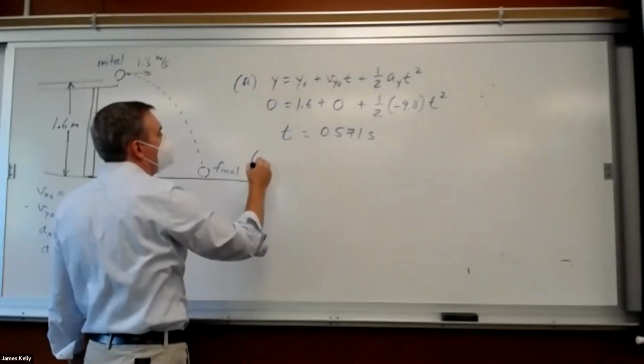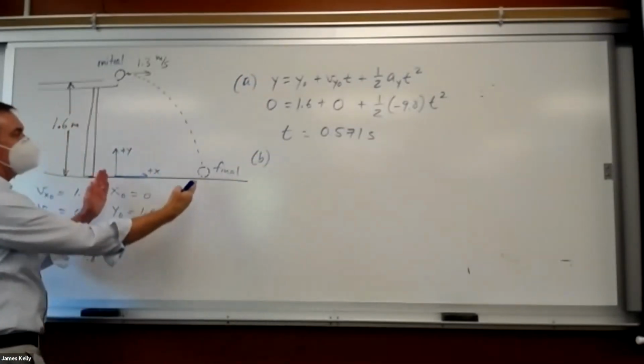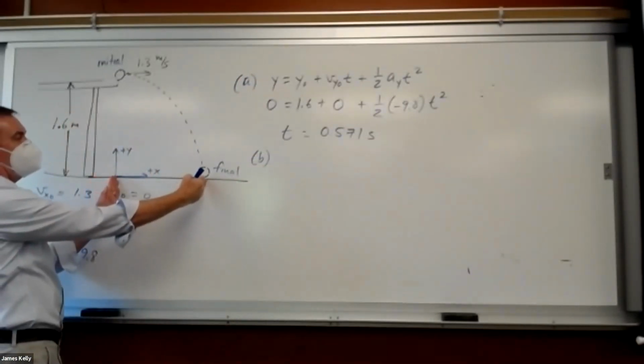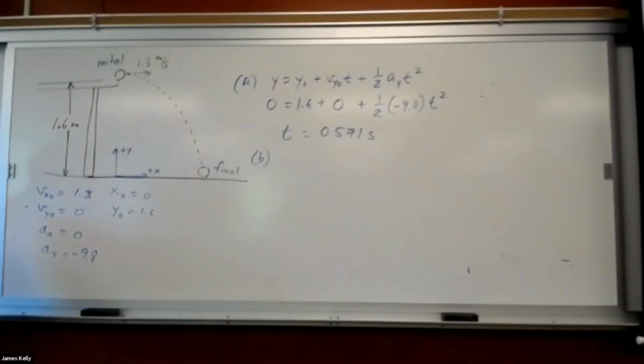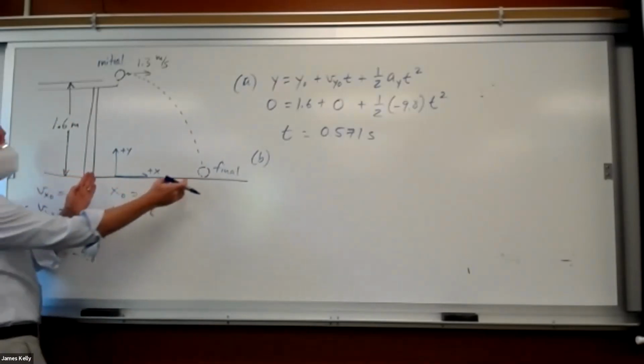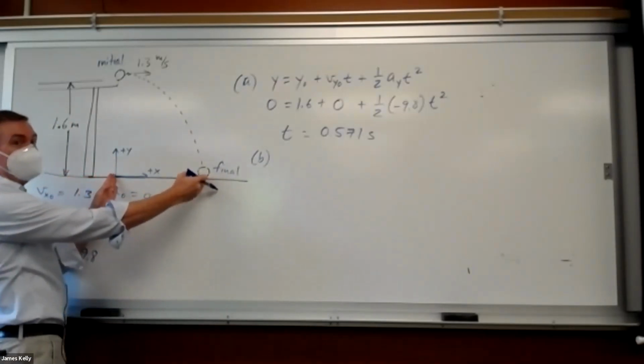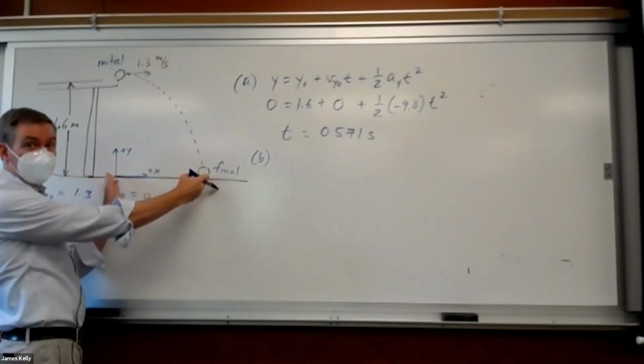And so then B is asking, how far does it travel, horizontally speaking, between initial and final? So we want, in my coordinate system, x final, because x initial is 0. So x final will just, if I know what this x coordinate is, that will mean how far it went, because x initial is 0.